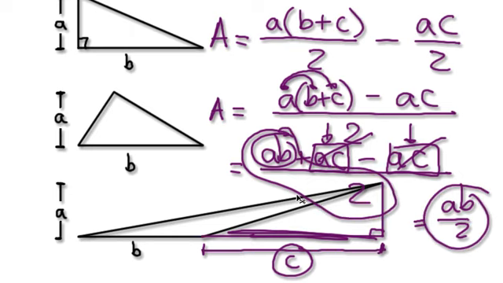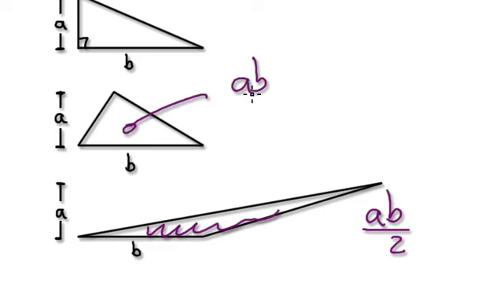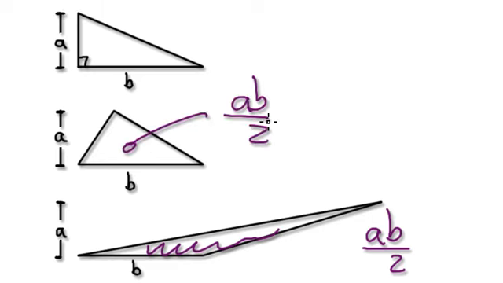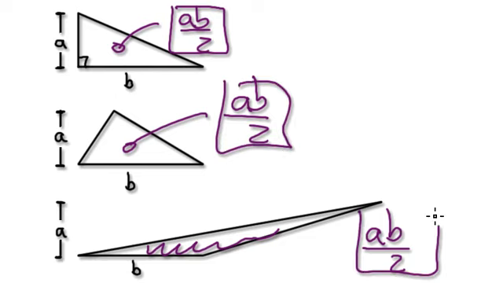So the area of this whole thing here is given by AB over 2. The area of this here is given by AB over 2. The area of this here is given by AB over 2. By reading the algebra here, you can see that they're all the same. All three areas are the same.